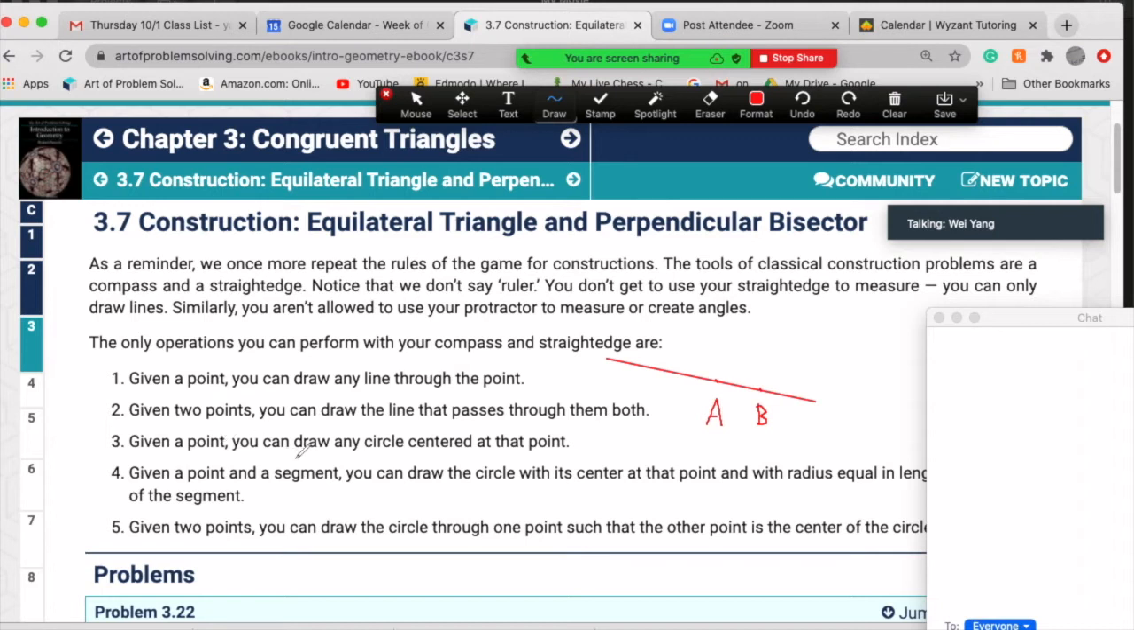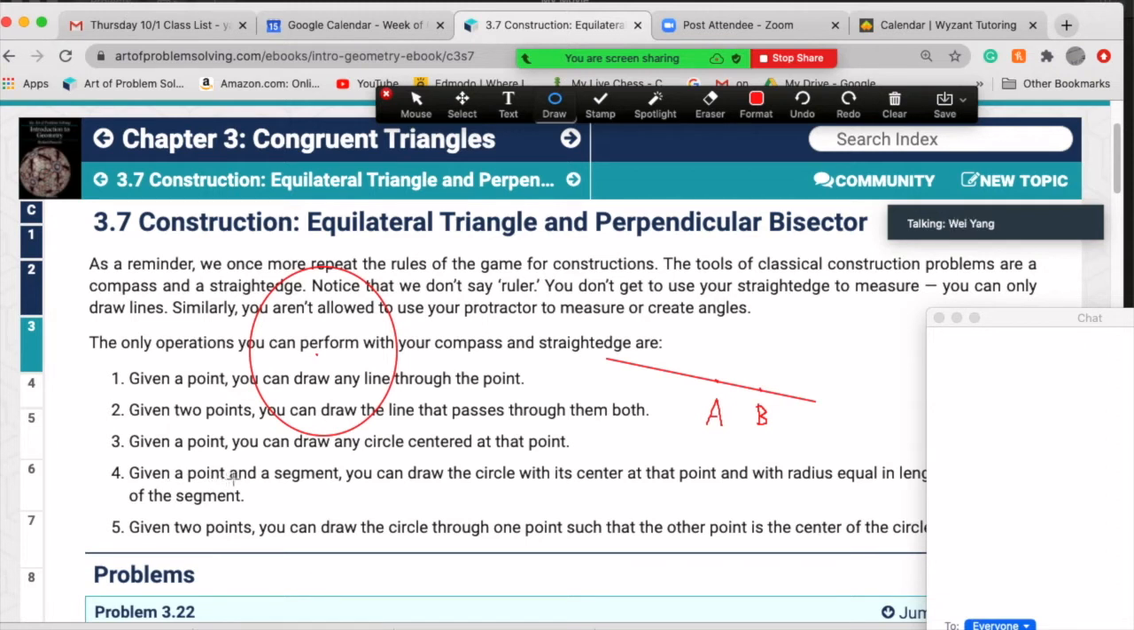3. Given a point, you can draw any circle centered at that point. So if we give you any point here, you can draw a circle using that point as a center. What I draw here is not accurate, but you can do it this way: use your compass, put one foot fixed here, then open your compass, then use that openness as your radius. Then you can draw a circle like this. This is the third one.